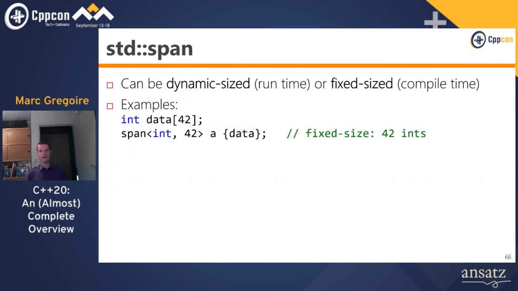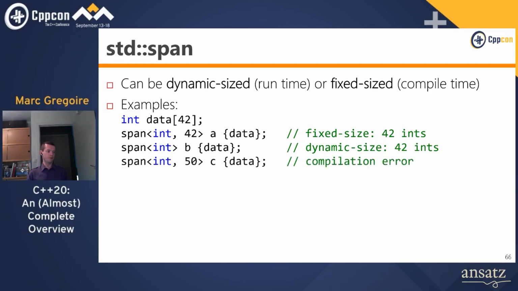A span can be either dynamic sized or fixed size. So here I have a C-style array, and I construct a span over that with type int and size 42, so this is a fixed size span. If I construct my span as follows, I don't specify the 42, then it's a so-called dynamic size span. If I provided the wrong size, for example 50, while I only have 42 elements, then I will get a compilation error. If I have a pointer and a length to some part in memory, I have a dynamic size span.